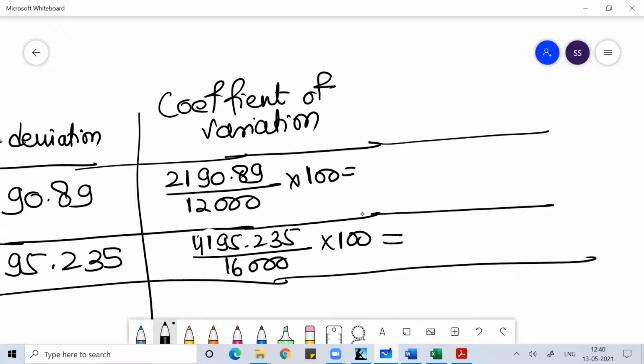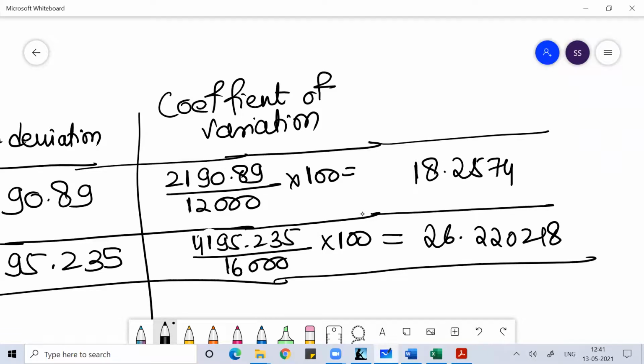For project A, this is 2190.89 divided by 12,000, and you will get 18.2574. For project B, the coefficient of variation is 4195.235 divided by 16,000, which will be 26.220218.